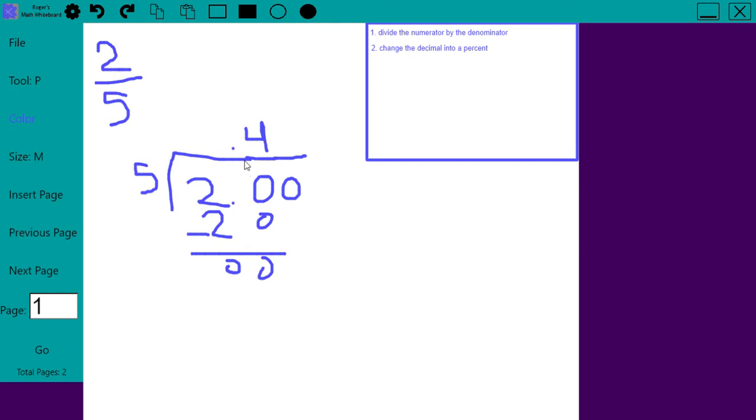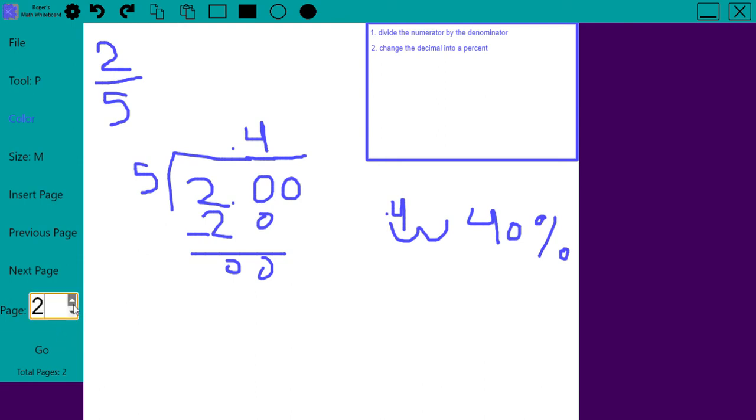Alright, after I do that, I'm going to change my decimal into a percent. In order to change a decimal into a percent, you're going to move your decimal point 2 places to the right. Basically the same as multiplying it by 100. So 1, 2. This 0.4 becomes 40. And the 40 is just 40%. So 40% is your answer.